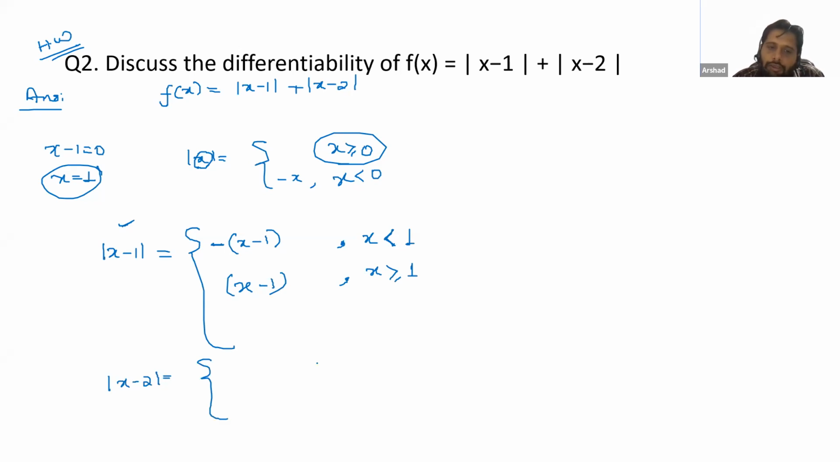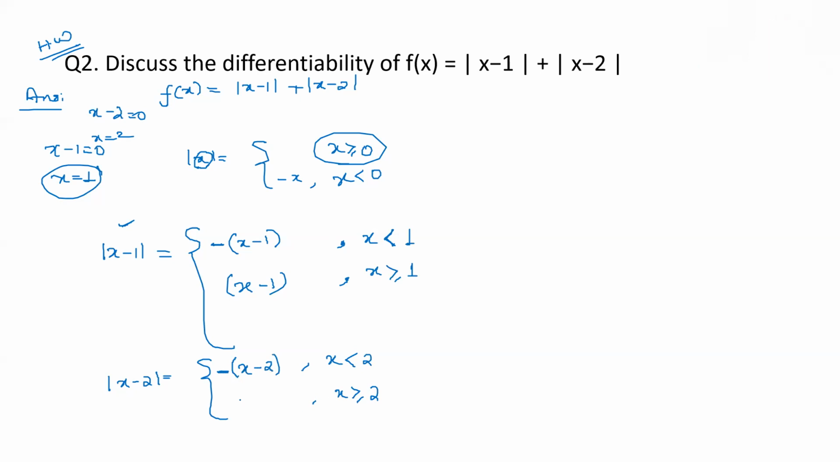Now again, who can tell me what will be the reference point here? 2. Okay, the expression you have inside the modulus, equate that with 0. You will get a 2 here. So x is less than 2 and x is greater than or equal to 2. For less than 2, what we will write here? So minus (x minus 2). Always please write the bracket. And for greater than or equal to 2, plus (x minus 2).